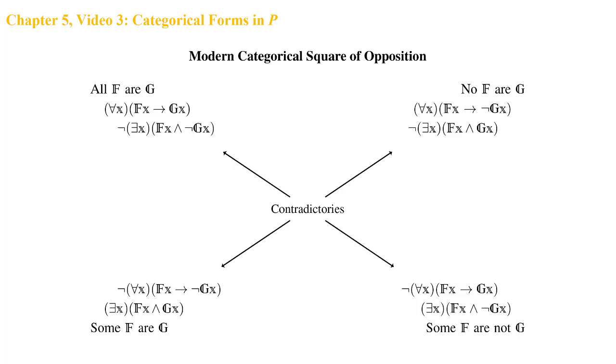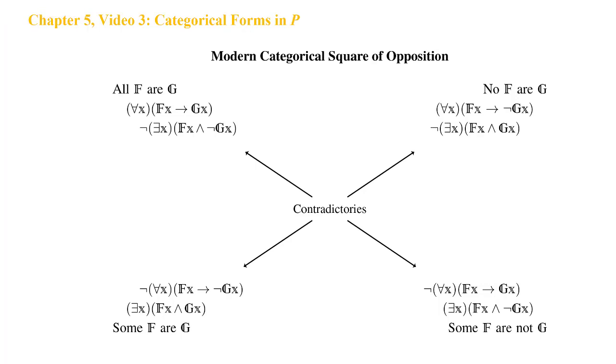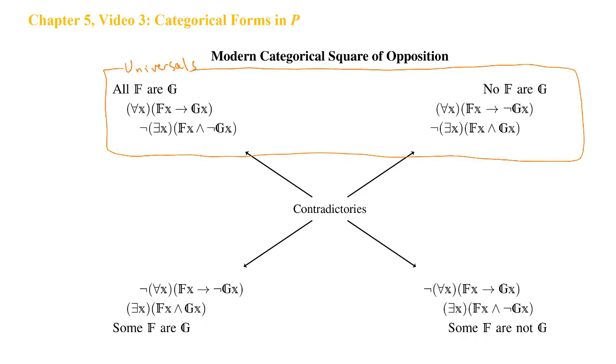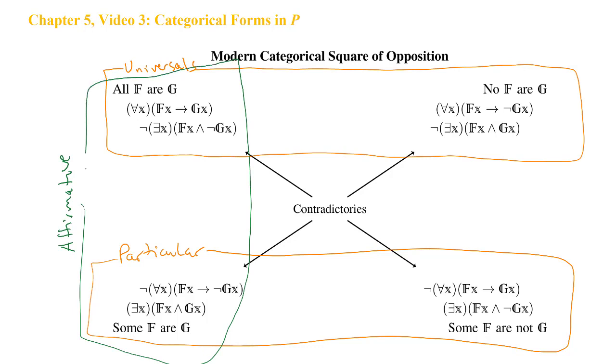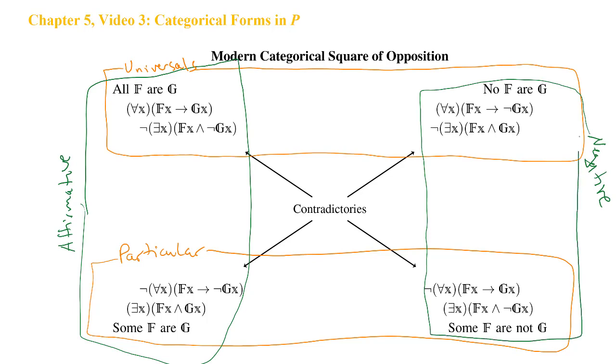One other thing to know about the pattern here, across the top we have what we might call the universal claims, all F are G or no F are G. At the bottom we have the particular claims, some F are G, some F are not G. On the left-hand side we have affirmative claims, some F are G, all F are G. Whereas on the right side we have the negative claims, no F are G and some F are not G.